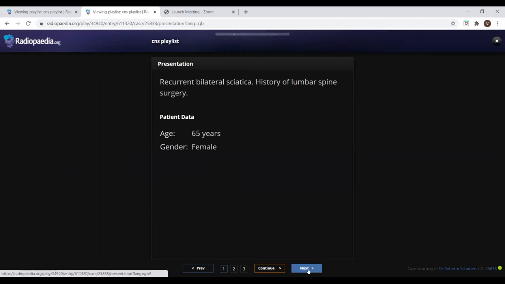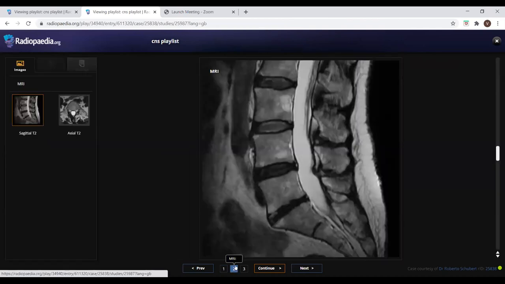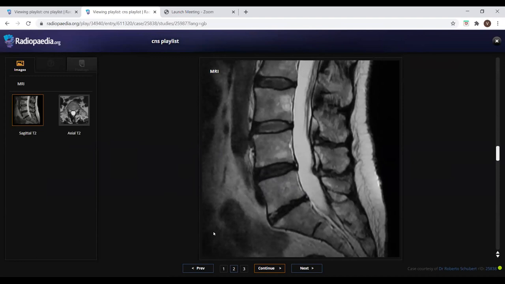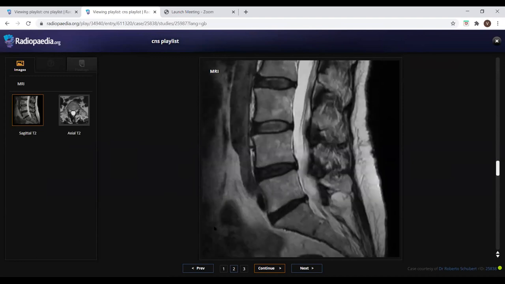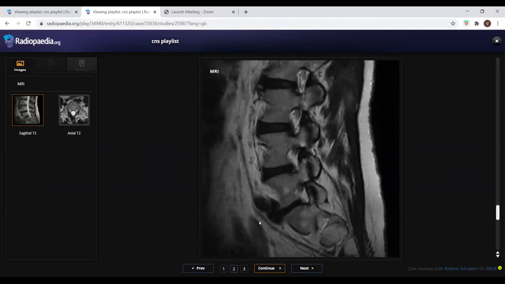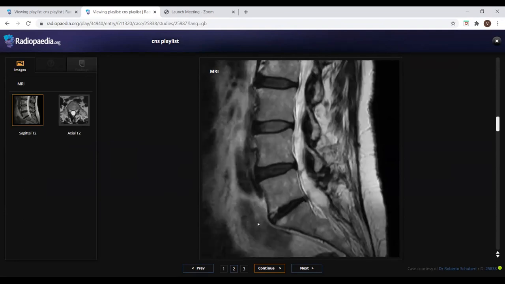So this is a 65-year-old female with recurrent bilateral sciatica and a history of lumbar spine surgery. This is a sagittal T2 weighted MR of the spine. I see there is desiccation of the L5-S1 as well as the L4-L5 intervertebral discs. I do not see any significant protrusion or narrowing of the spinal canal.